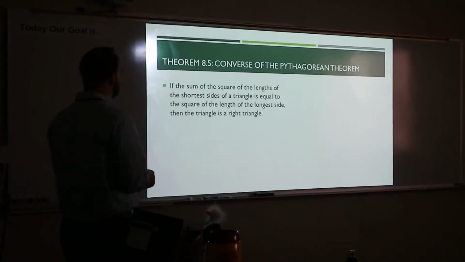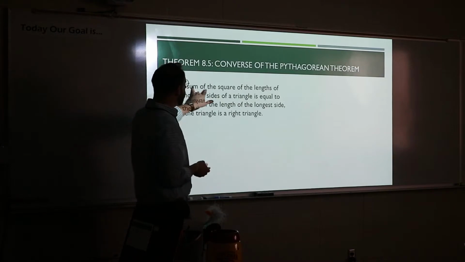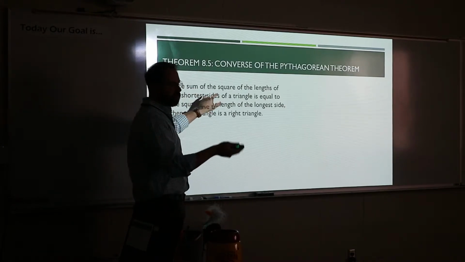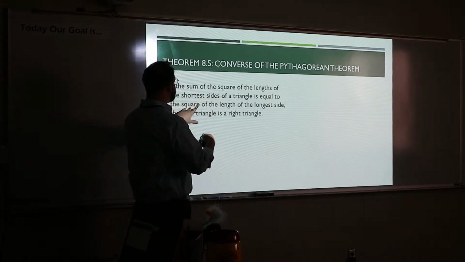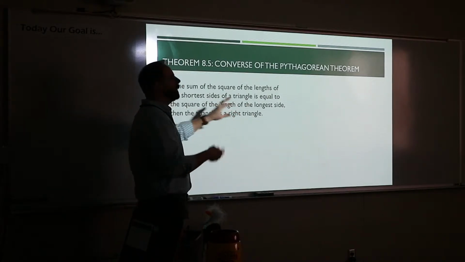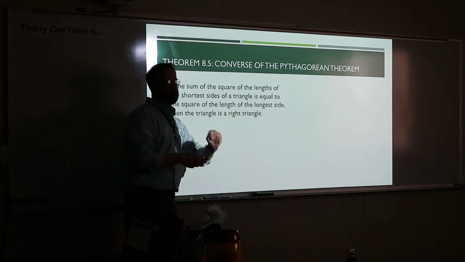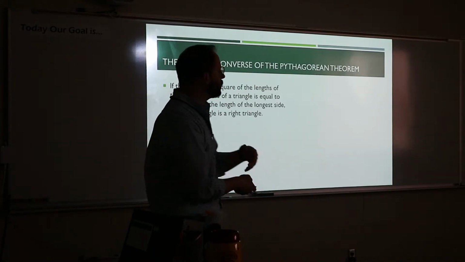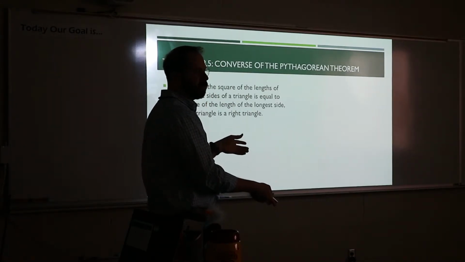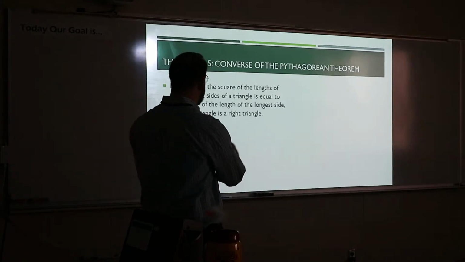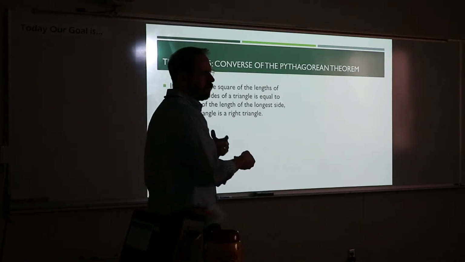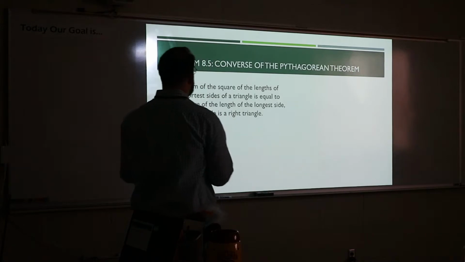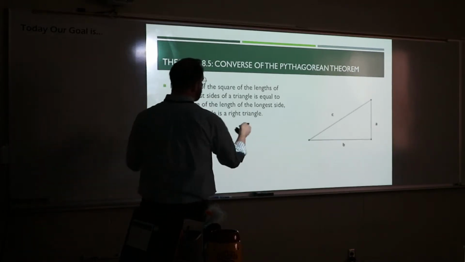So the converse of the Pythagorean theorem says the sum of the squares of the lengths of the shortest sides, which are the legs of a triangle, is equal to the square of the longest side. Then the triangle has to be a right triangle. So it's going backwards. We don't know it's a right triangle, but somehow the math works for the Pythagorean theorem, then it has to be a right triangle. That's what this theorem is saying. That the only way you could have a right triangle is if the Pythagorean theorem works.